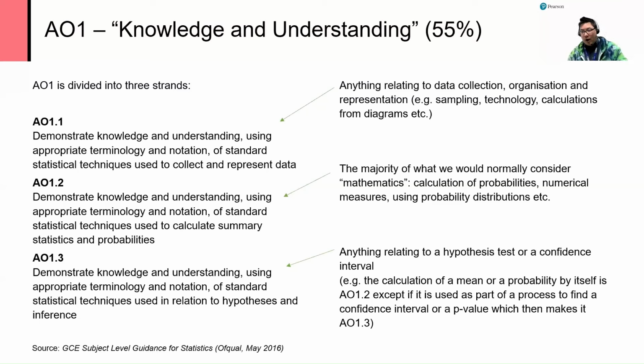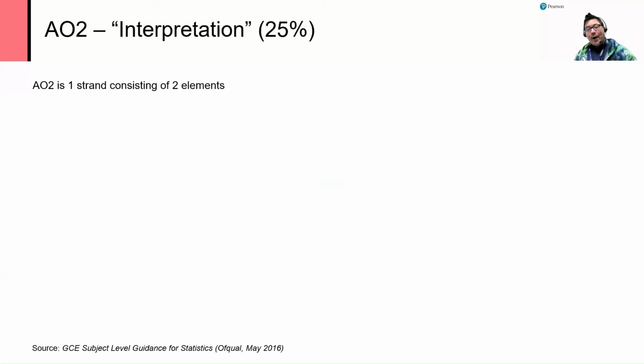Now, there is no restriction over how the 55% is divided over the 1.1, 1.2, and 1.3. All I know is that all of the 55% contains all of these 3 strands. It does try to get balanced out over the course of the 3 strands, but all of AO1 comes under 55% of knowledge. Now, AO2, the interpretation, that is just one strand that is consisting of 2 elements.